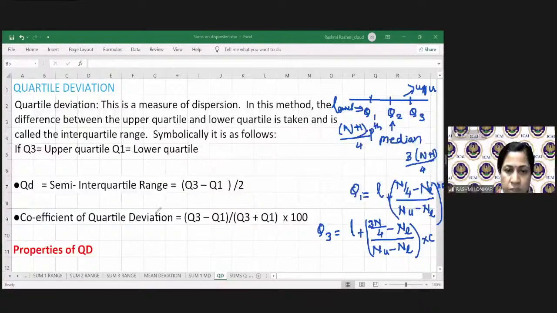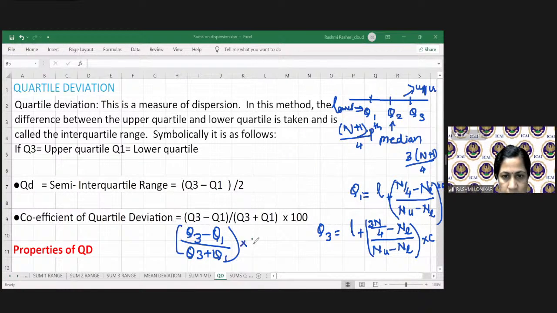And what is the coefficient of quartile deviation? जैसे हमने रेंज के समय किया था उसी टाइप का है। So coefficient of quartile deviation is Q3 minus Q1 upon Q3 plus Q1 into 100. Okay, so same way, this is Q3 minus Q1 upon Q3 plus Q1, okay, into 100. Is that clear?